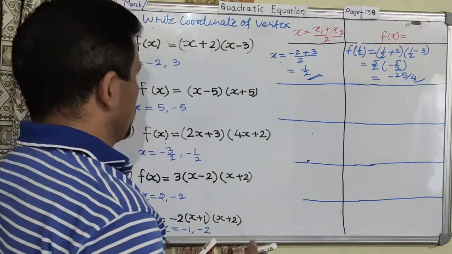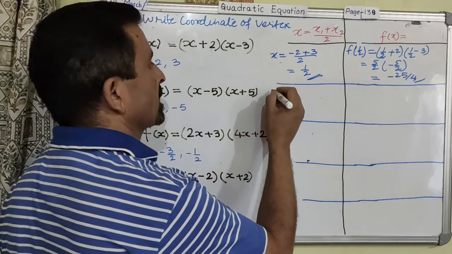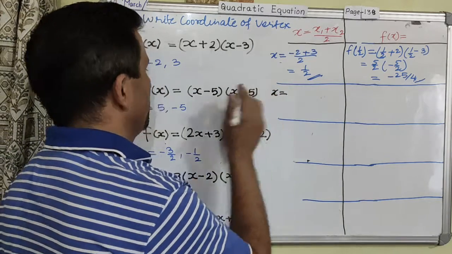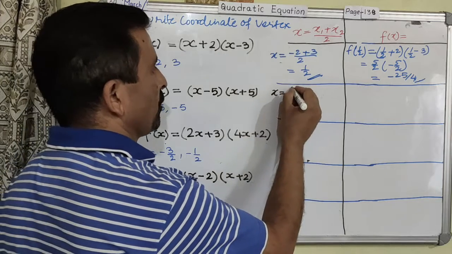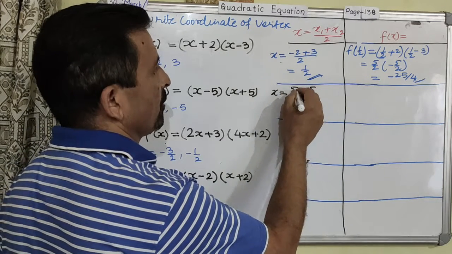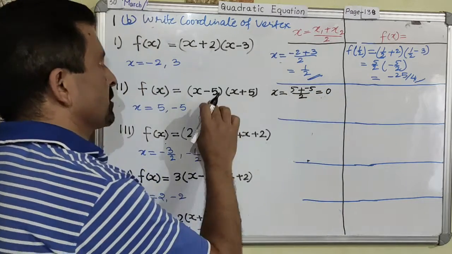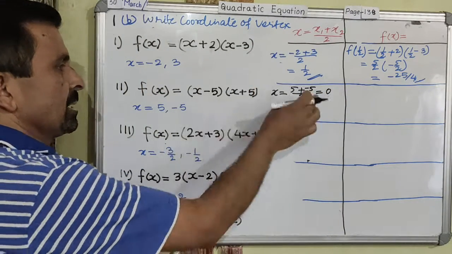Right? Next question. For this equation, the value of x for the vertex is x is equal to this plus this divided by 2. So 5 plus minus 5 divided by 2. 5 minus 5 is 0. 0 divided by 2 is 0. So the value of your x for the vertex for this equation is 0.